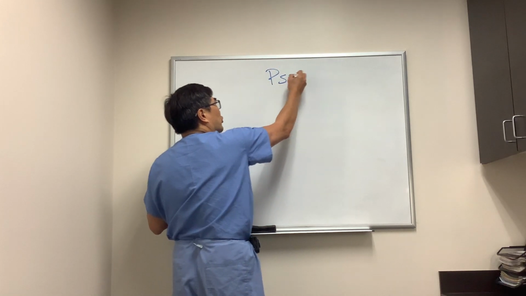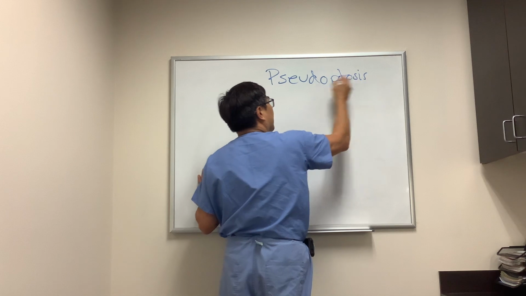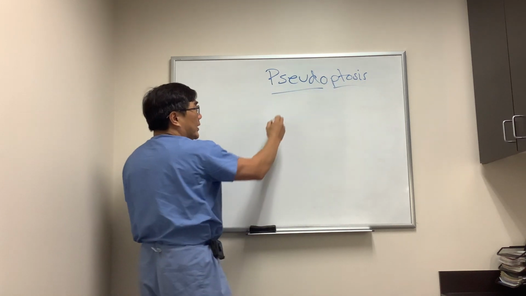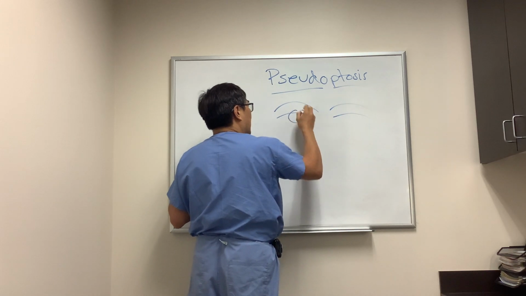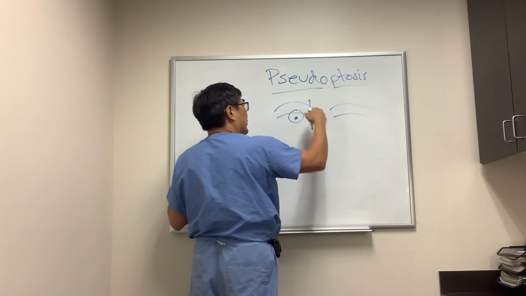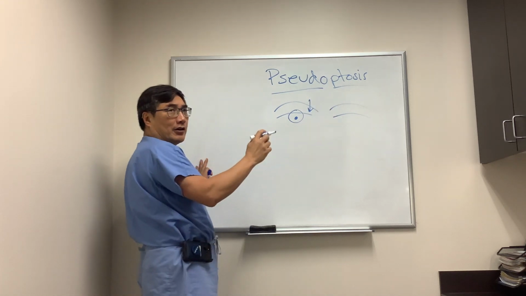Today we're going to be talking about pseudoptosis. Pseudo, as you know, means false, and ptosis means it's drooping. So it's really important that we differentiate in ptosis whether we actually have true ptosis where the lid is down, or is it a pseudoptosis for some other cause.